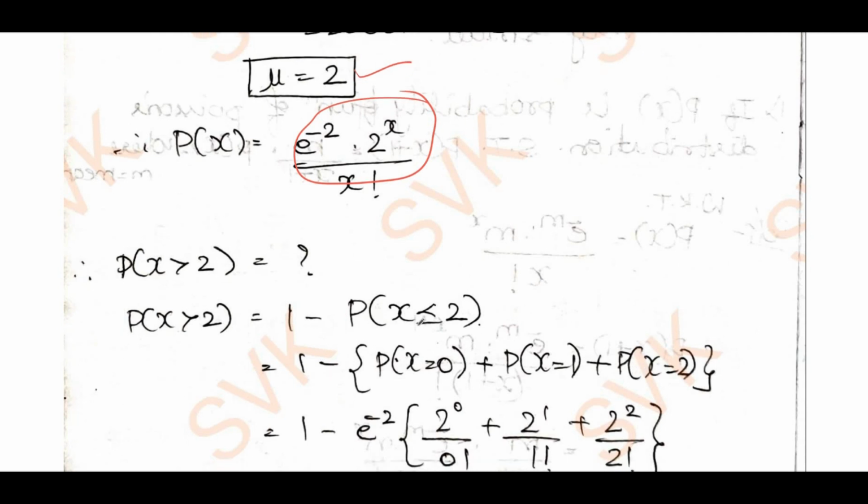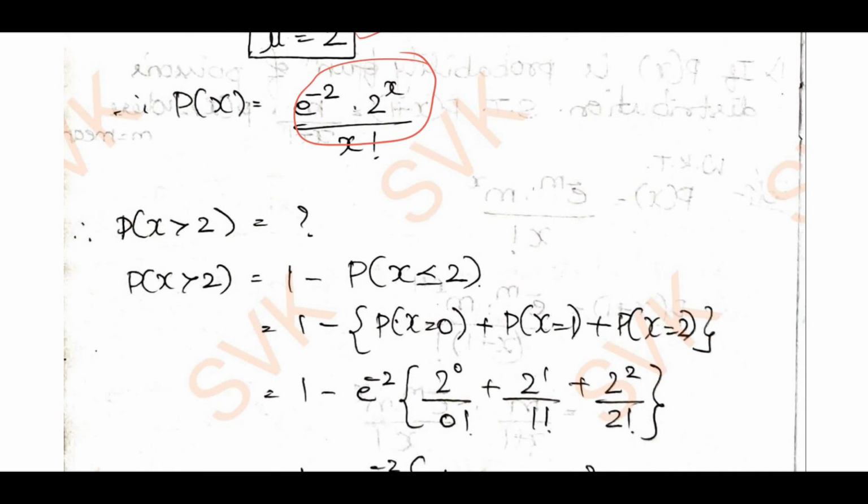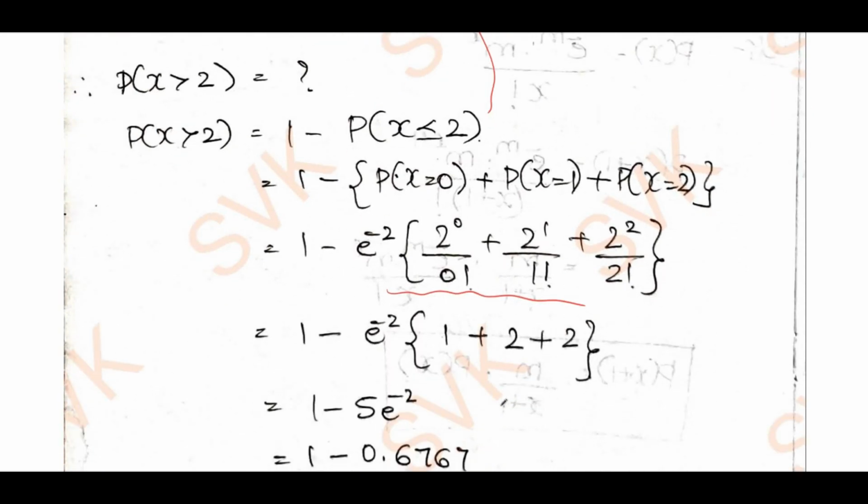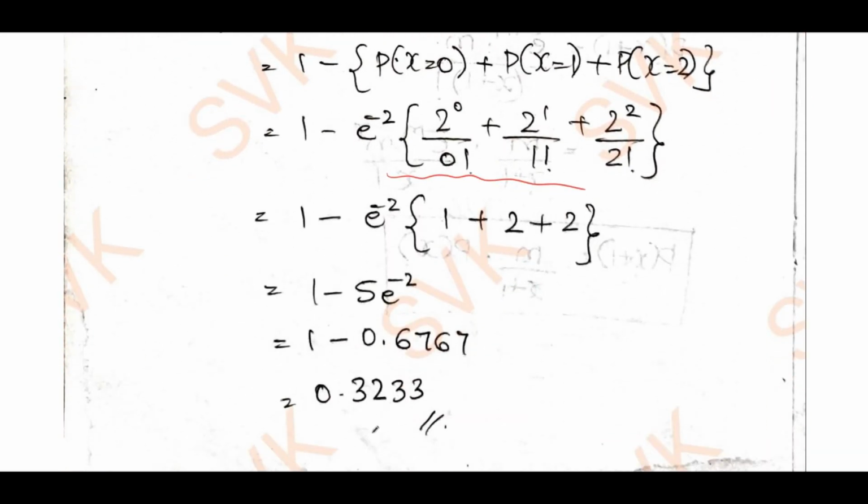Simplifying this by substituting in the above expression, put x equal to 0, x equal to 1, x equal to 2, and we get these values. As e power minus 2 is constant, just put 2 power 0 by 0 factorial, 2 power 1 by 1 factorial, 2 power 2 by 2 factorial. Simplifying that part, I get the required answer as 0.3233.